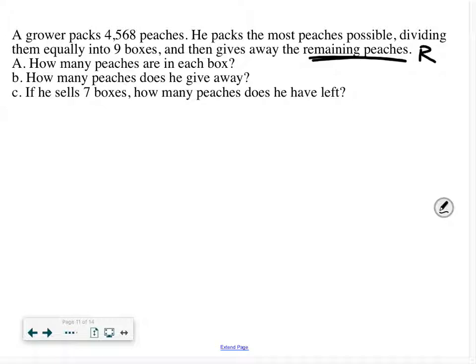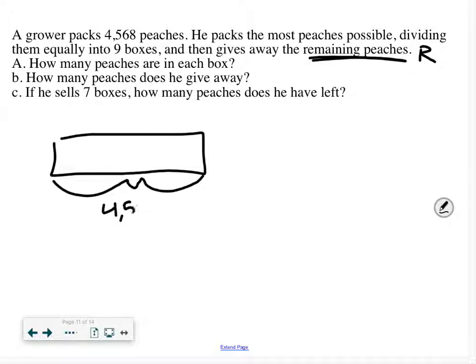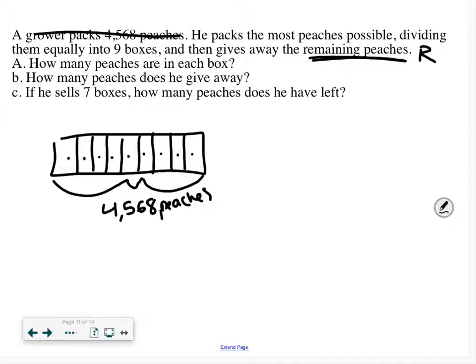A grower packs that many peaches. Cool. I'm just going to draw a box, and I'm picturing the grower, he has, or she has, 4,568 peaches. Cool. He packs the most peaches possible, dividing them equally into 9 boxes. Okay, so I'm looking at this bar, and I know that there's 9 boxes. So that's 1, 2, 3, 4, 5, 6, 7, 8, 9. There's box 1, 2, 3, 4, 5, 6, 7, 8, 9. Okay, so I'm picturing some of them are going in this box, some in this. He's dividing them all up. And then he's giving away the remaining peaches. So I'm going to say there's going to be a remainder.